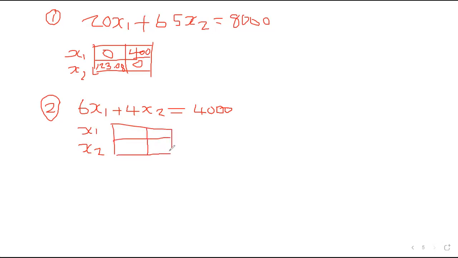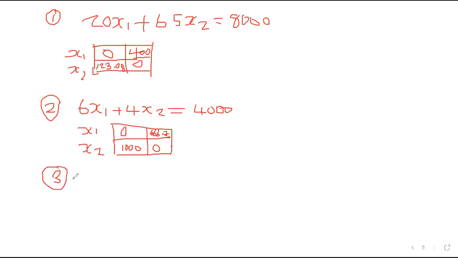So what are we saying here? We are simply saying if our x1 is 0, our x2 will be 1,000. As we are doing the graphing, if our x2 is 0, our x1 will be equal to 6.7. Please take note of these ones that we are doing.